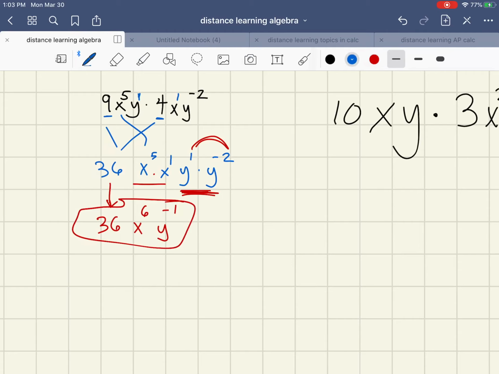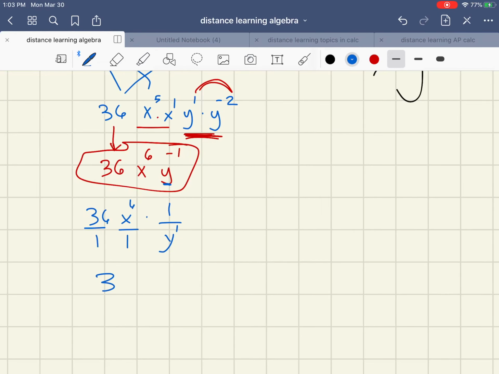Now, if you know a little bit about negative exponents, then this piece is really 1 over y to the 1st. And then each of the other components would be over 1. So I'd have a y in the denominator on that one.